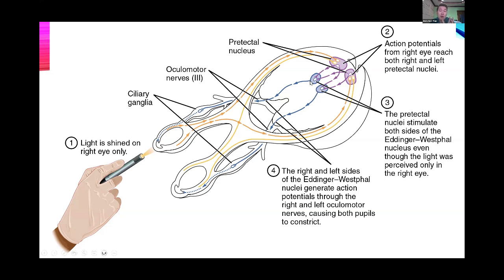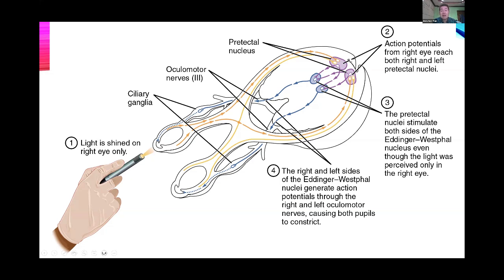So the right oculomotor will send impulses to the right eye. The left oculomotor nerve will send impulses to the left eye. So if you shine the light on the right eye, which eye are you expecting to constrict? Right eye, left eye, both or none? Both eyes. Because if your cranial nerves 2 and 3 are all intact, this cranial nerve 2 will send impulse to the right eye. It will also send impulse to the left eye. And this left eye will send impulse to the cranial nerve 3 of the left eye.